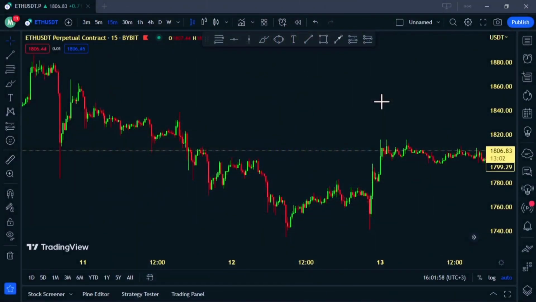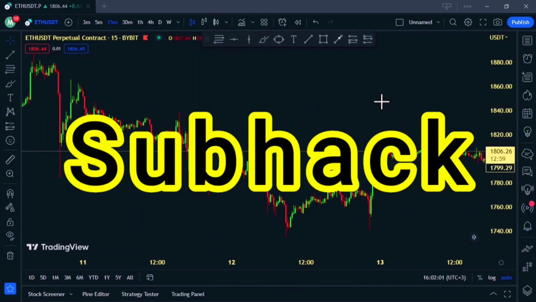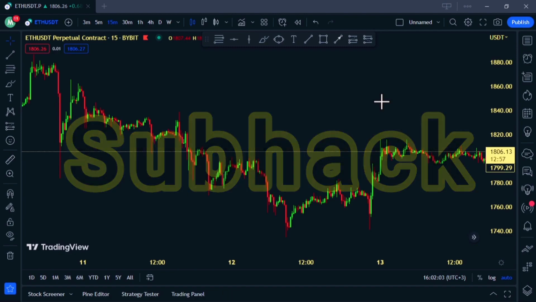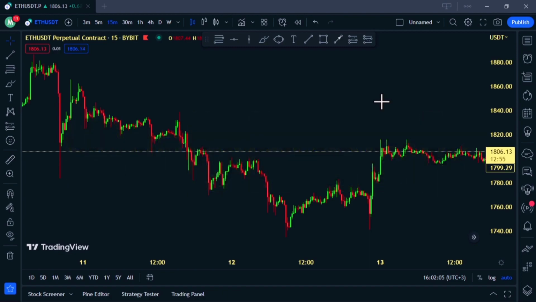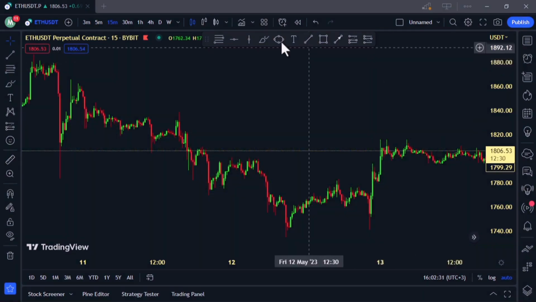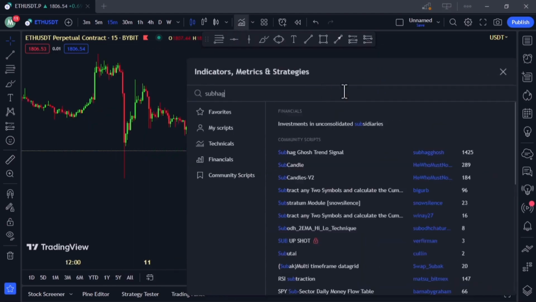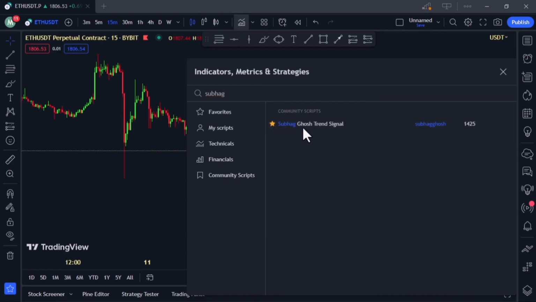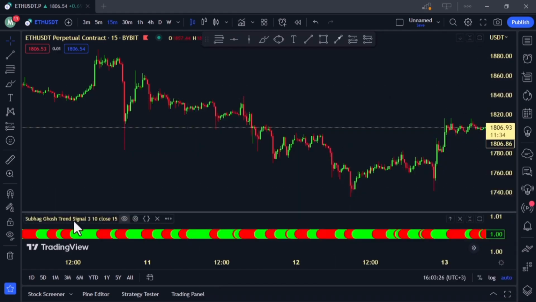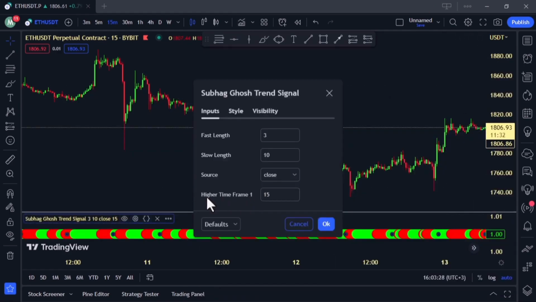The first technique which I want to teach you is the sub-hag technique. And the name is coming from the main indicator, of course. How to work with it? Let's do it right away. First we have to go to the indicators section here and simply write in sub-hag, just like that. We want this one, we can make it favorite, bring it on the chart, and we go directly to the settings and change this section, the higher time frame, to 240.